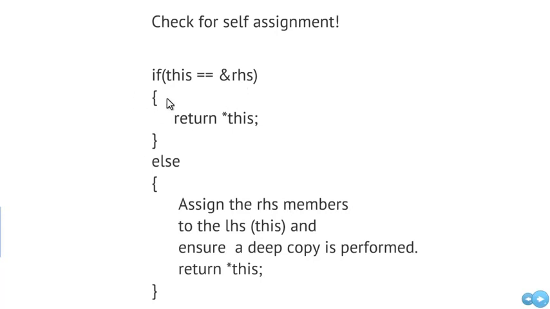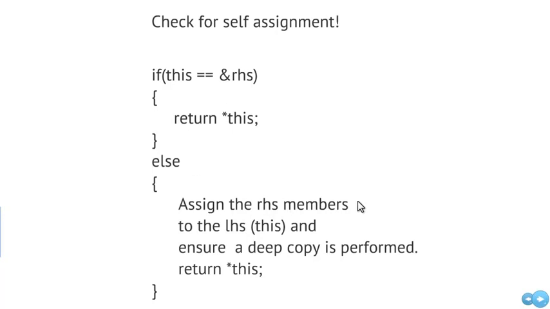If that's the case, we really shouldn't do anything else, and we should just simply return or dereference this so that we're returning that my class object, and that would be returned by reference according to our function prototype. If that is not the case, then we can go down here and assign whatever we have in terms of the data members on the right-hand side to the left-hand side, and also ensure that we do a deep copy as well, and then return the dereferencing thereof this, so returning that my class object.